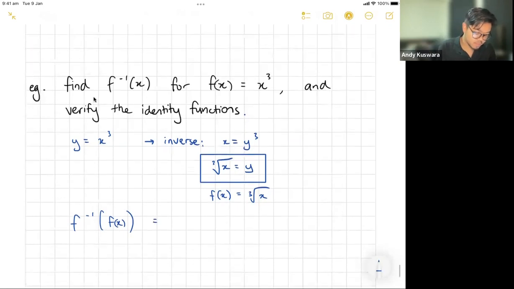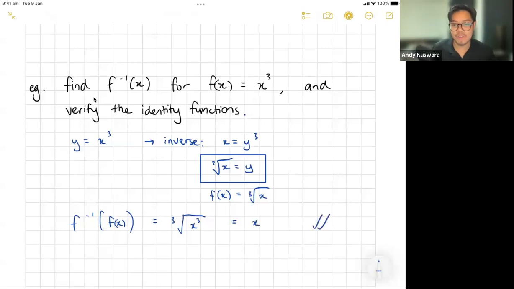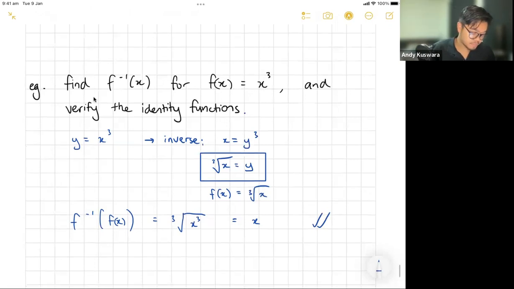That's going to give us the cube root. And instead of x, I'm going to put in what my original function was, which was x to the power of 3. And guess what? If it's x cubed and I take the cube root, it's just going to be x. We're verified. We're all good. Okay. There you go. So let's move on.